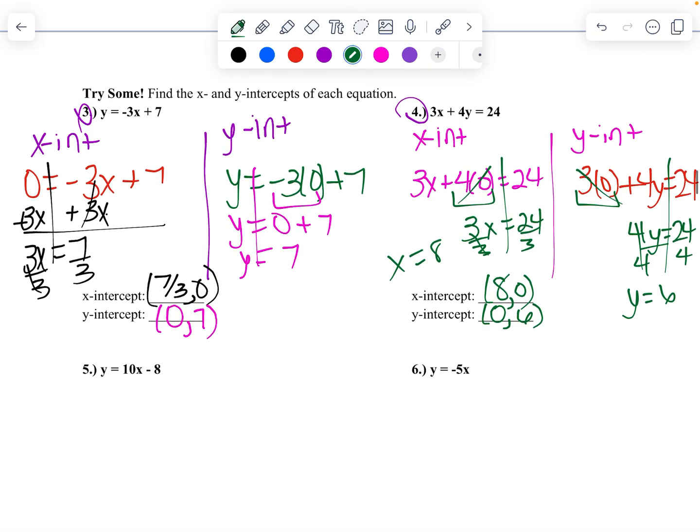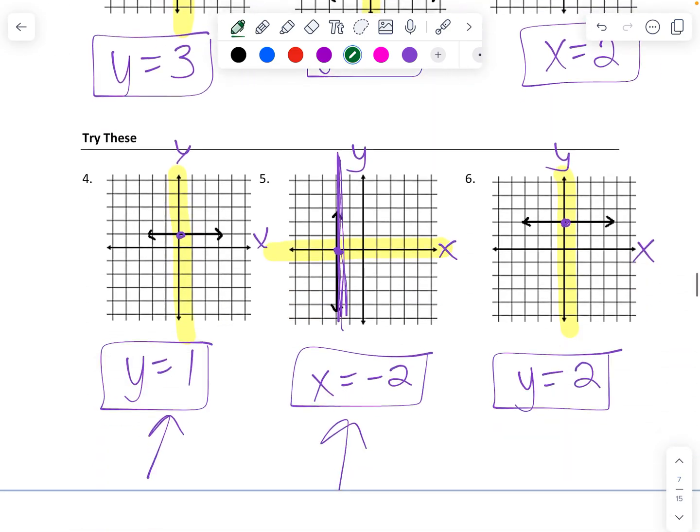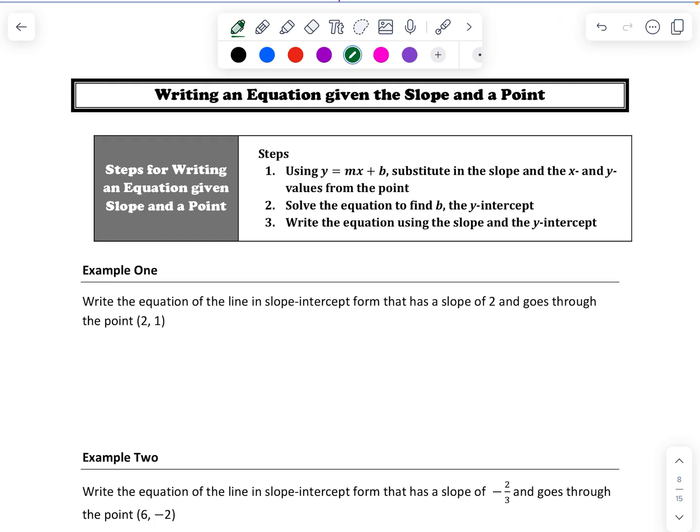Okay, from here, we jumped to the next part after the graphing, and we looked at writing an equation given the slope and a point. So this is very much a step-by-step repetitive process. Once you get the hang of it, it does come a little easier.